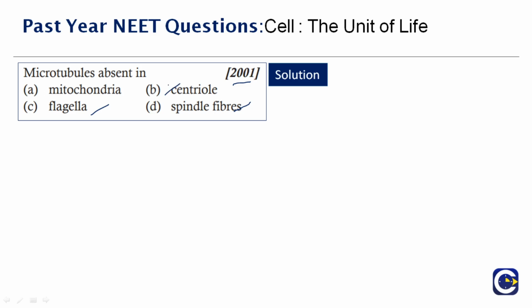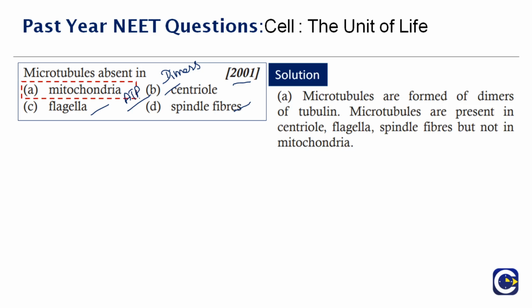Okay. Now, microtubules, as we already saw in the earlier slide, form dimers. Microtubules are present in centriole, flagella, and spindle fibers, but they are not present in mitochondria. Mitochondria are a site of ATP synthesis. Therefore, the correct answer to this question is option A, mitochondria. See, these questions seem to be very easy only if you had gone through the earlier parts, because in the earlier parts I've already explained in depth about microtubules, mitochondria and these things. So these questions seem to be easy if you had already gone through the earlier parts.